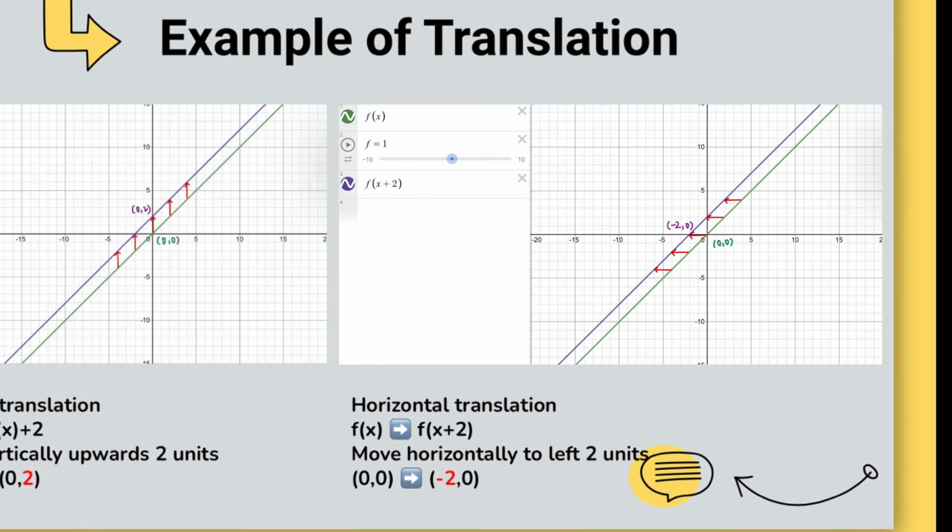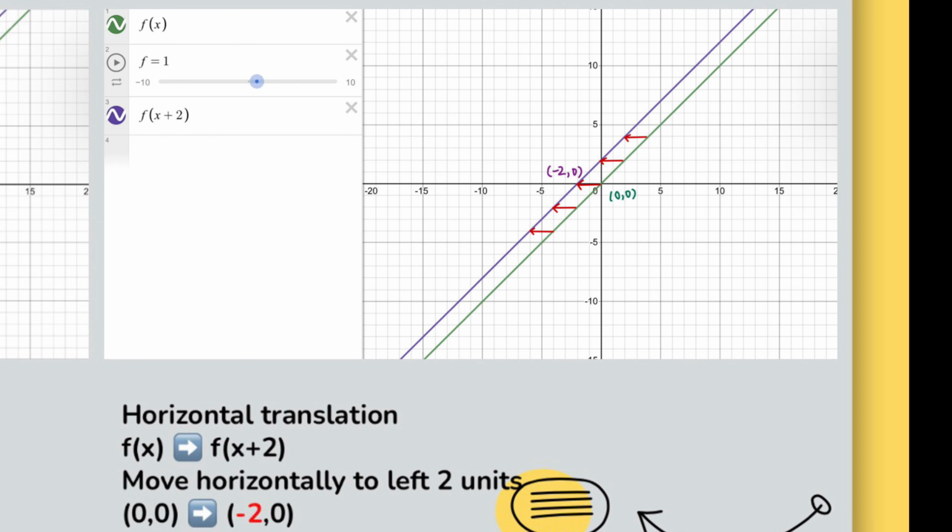And the second graph shows a horizontal translation. When the function is f(x + 2) and the plus 2 is inside the bracket of x, it means that all the coordinate points on the green line will move horizontally to the left for 2 units. For example, the coordinate point (0, 0) becomes (-2, 0).